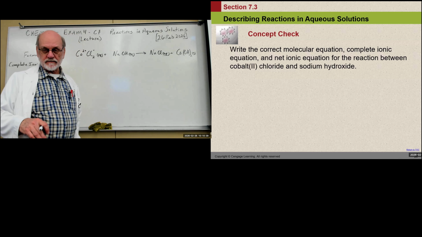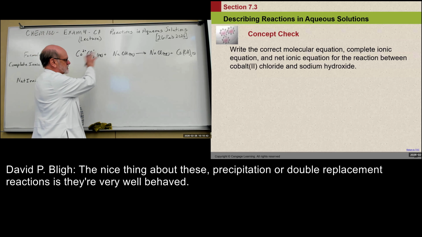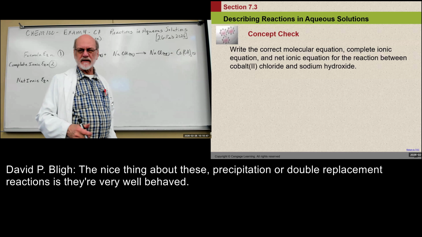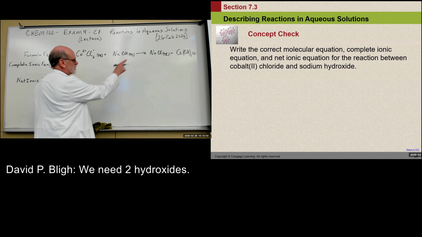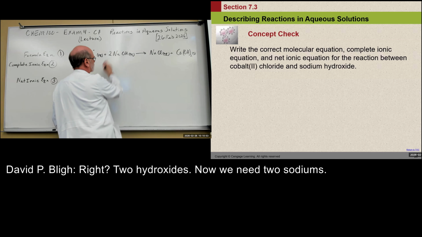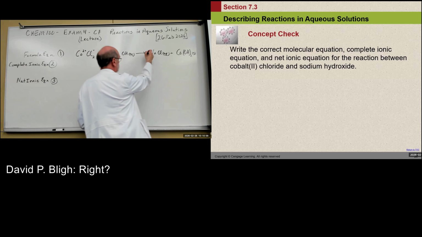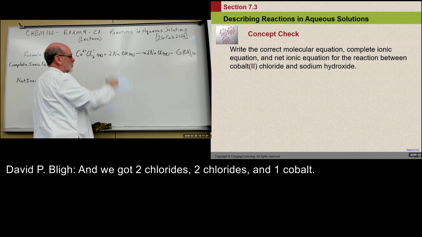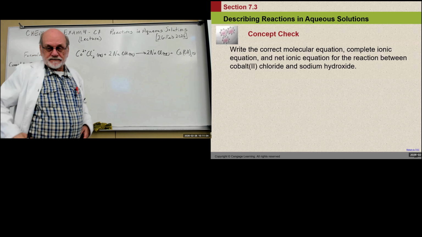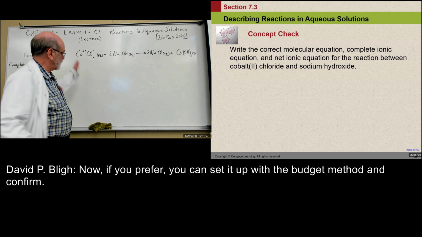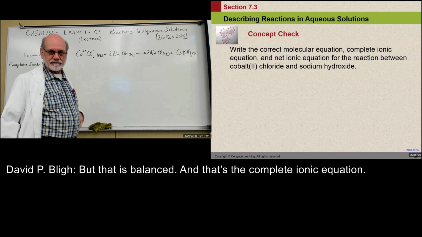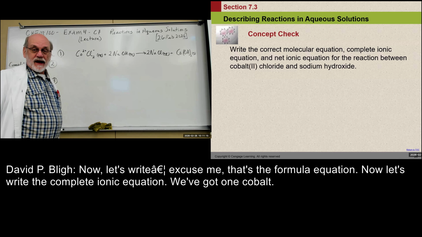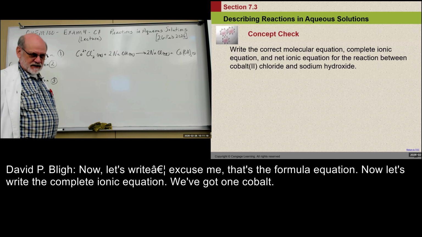Now we need to balance the equation. The nice thing about these precipitation or double replacement reactions is they're very well behaved. We need 2 hydroxides. Right? Now we need 2 sodiums. Right? And we got 2 chlorides, and 1 cobalt. That equation is balanced. Now, if you prefer, you can set it up with the budget method and confirm. But that is balanced. And that's the formula equation.